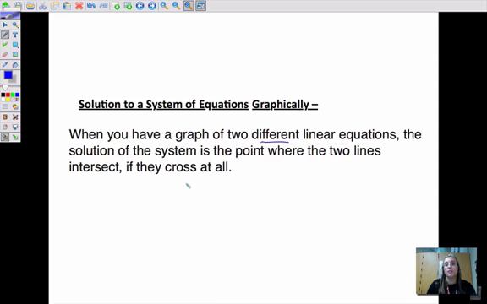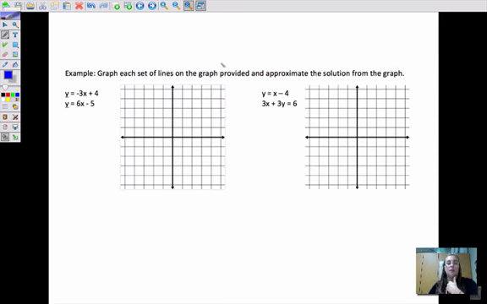There is one situation where they will not cross at all, and we're going to look at that in a minute, and that would mean there are no solutions. But if you graph the two different lines, the solution is where they intersect. Okay? So when we look at these examples, we're going to need to graph each equation. Most of the time, like I said, our equations will be given to us in slope-intercept form, and we'll just have to graph them that way.